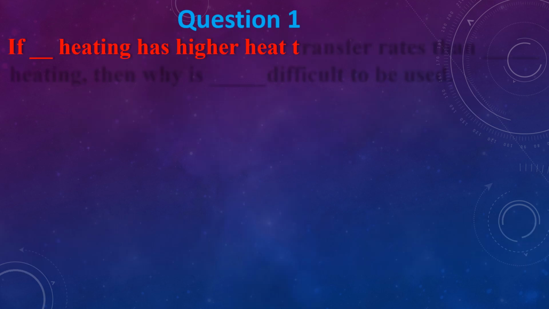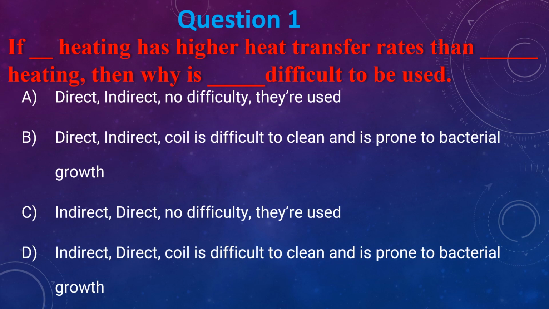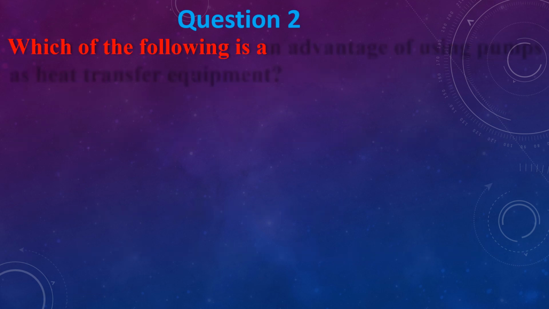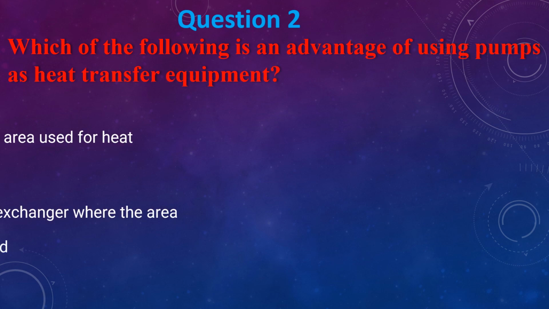If dash heating has higher heat transfer rate than dash heating, then it is dash difficult to use. A. Direct, indirect, no difficult they are used. B. Direct, indirect coil difficult to clean and is prone to bacterial growth. C. Indirect, direct, no difficult they are used. D. Indirect, direct coil difficult to clean and is prone to bacterial growth. The answer is B.